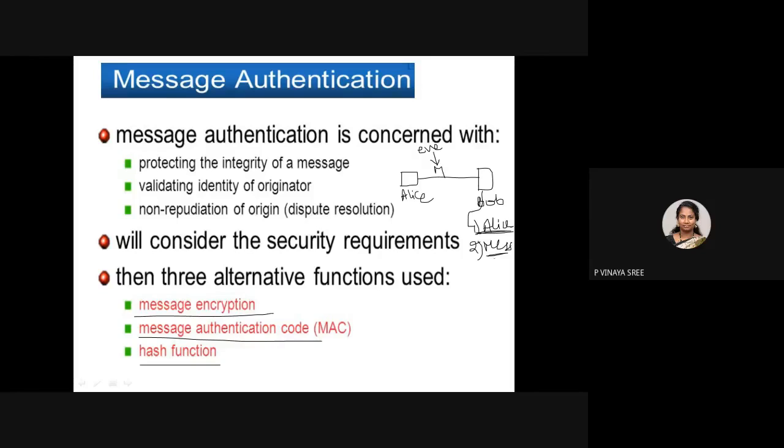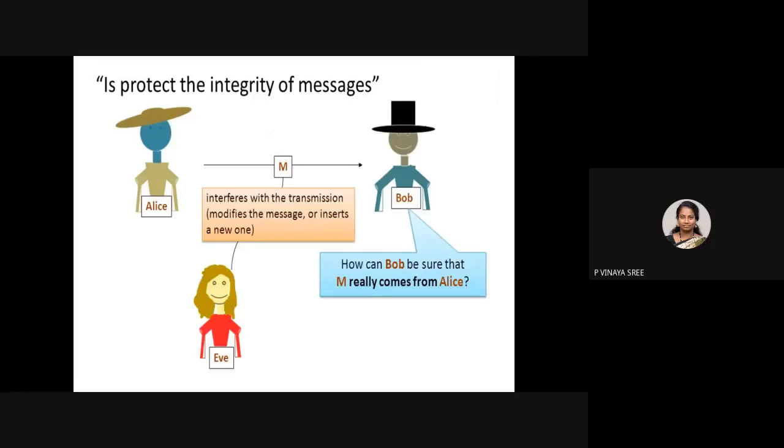For example, let us consider Alice is sending the message: take care about the student. Bob has to receive the same message, take care about the particular student. Instead of that, if Bob receives something like don't take care about the student, it indicates that there is some modification done by a third party, an attacker called Eve. Here is Eve.